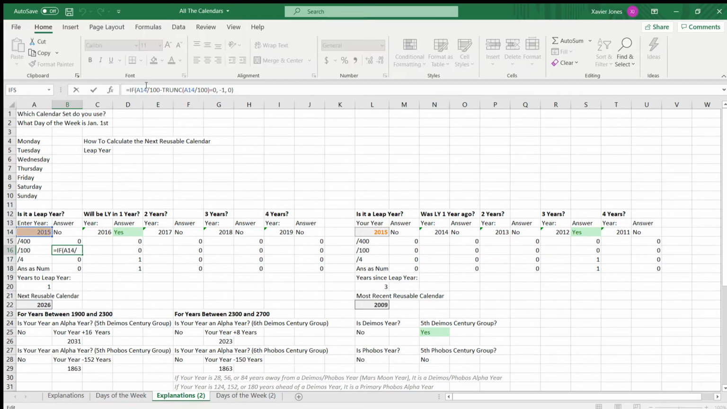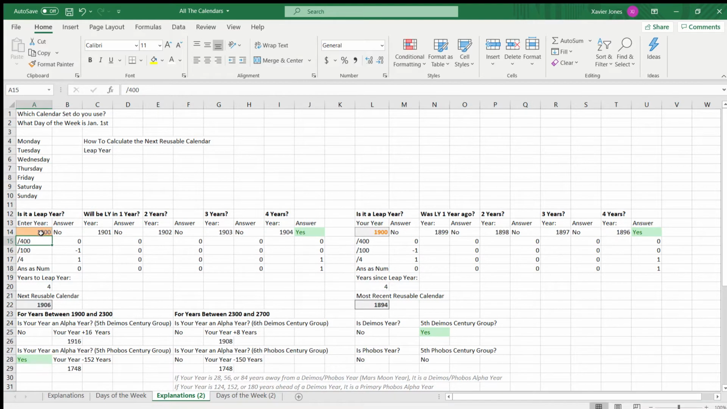Now, we have to do the same for 100, and it's basically the same exact idea. If it's divisible by 100, then we do the same exact thing, except instead, if the value is true, if it is divisible by 100, then we have to make it -1, and you'll see why in just a moment. So instead of it being a +1, it'll be a -1. For example, if we do the year 1900, it is indeed divisible by 4, but it is also divisible by 100. So we have a -1 here.